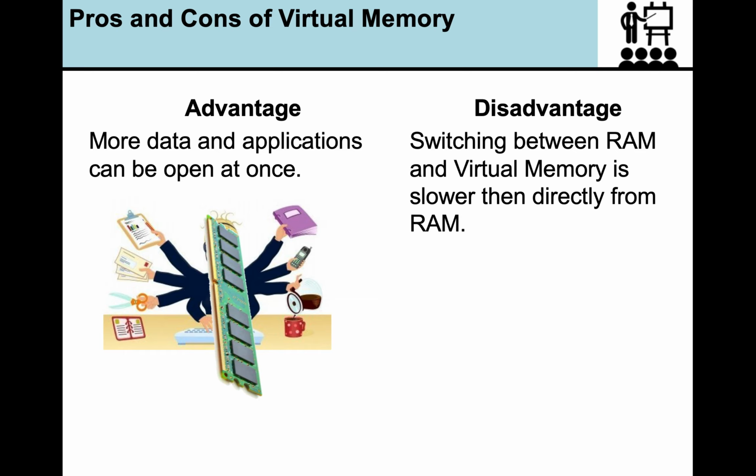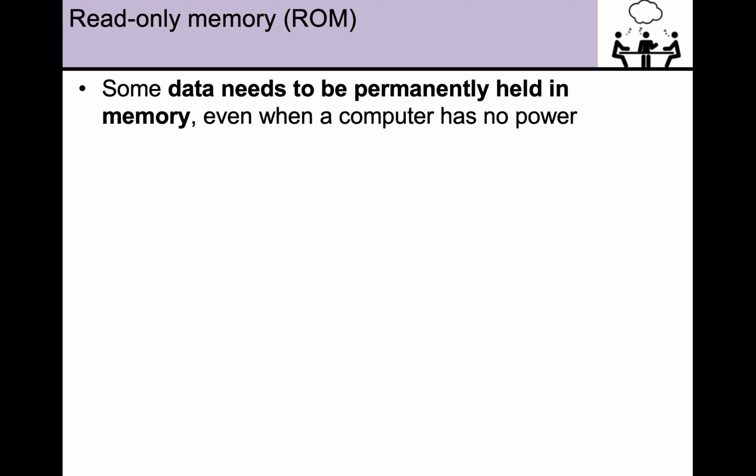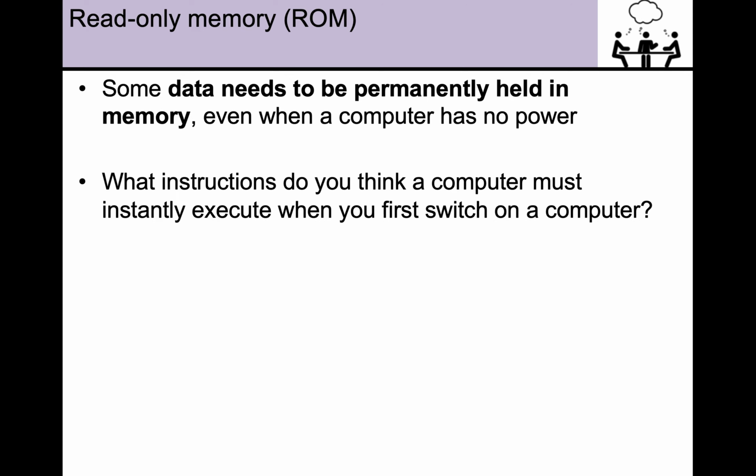So we've looked at RAM, we've looked at virtual memory. Now we're going to look at read-only memory, so ROM. I'm just going to start with a question and a bit of a thought: some data needs to be permanently held in memory, even when the computer has no power. Now, we can't use RAM because, remember, RAM is volatile. So where can we permanently hold data in memory even when the computer has no power?